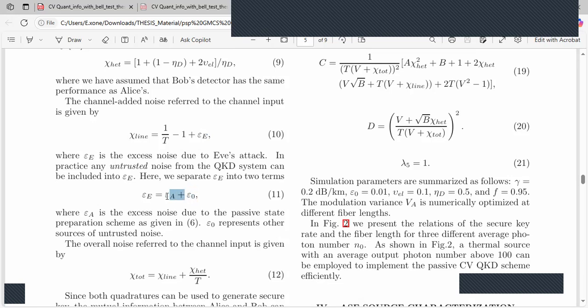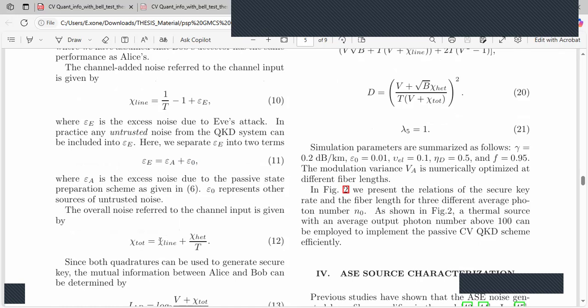We know that the state preparation noise can be minimized by using optimal parameters like the attenuation and the average photon number of the thermal state. But the noise from the untrusted source is going to be fixed. It is usually assumed to be 0.01 in shot noise units, which is optimal for an experimental setting. So the total noise is going to be the addition of the channel noise and the device noise.